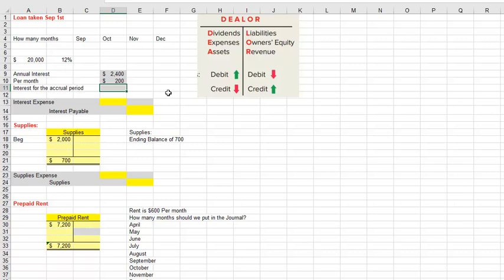Now, we previously calculated how many months we need to accrue. 1, 2, 3, 4. I need to take $200 for 4 months, or $200 times 4 is $800. So what my entry is going to be here is I'm going to have interest expense of $800. We are not going to pay cash. We are going to accrue this in a payable account, and when we pay the full amount in cash back to the bank, we will pay them for both the loan principal and the interest.